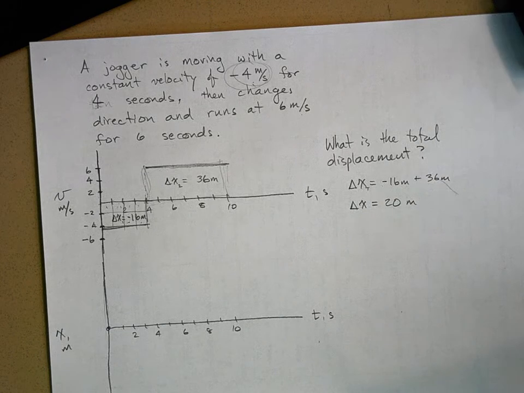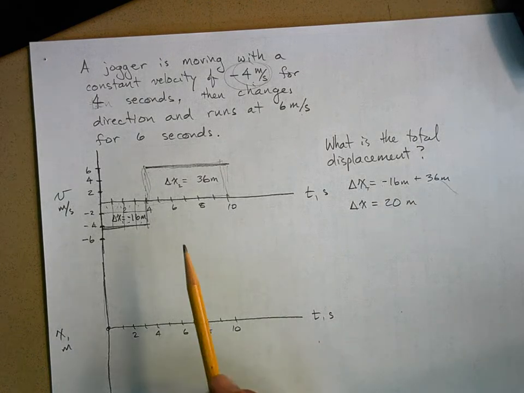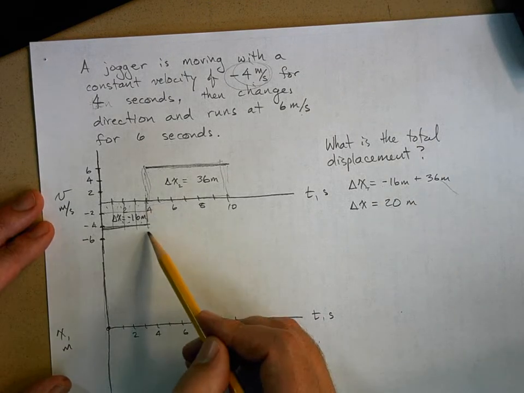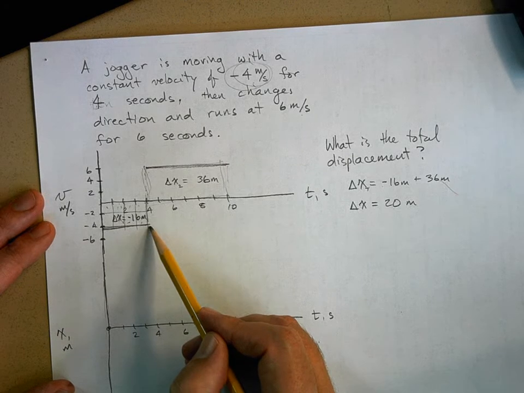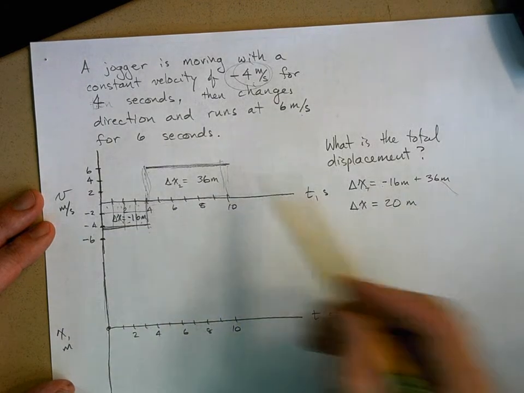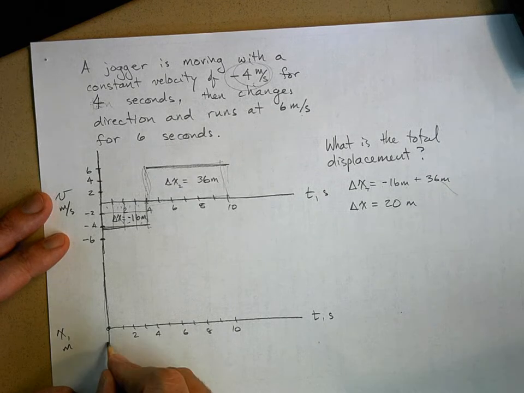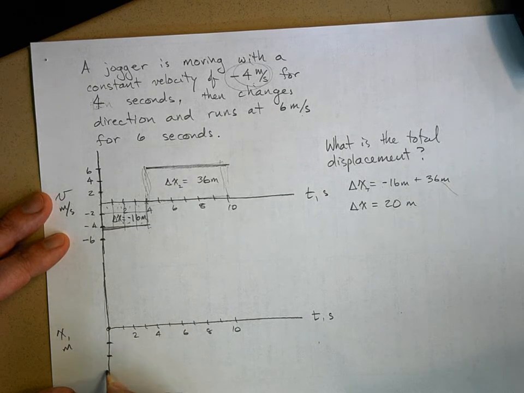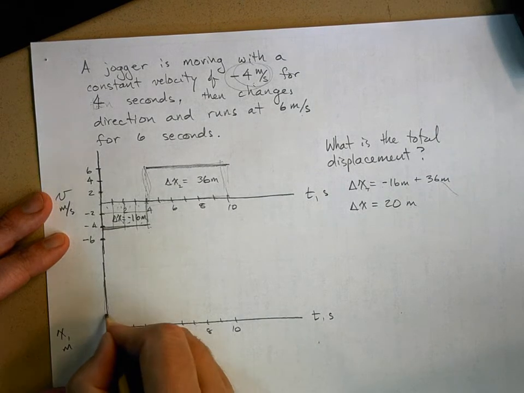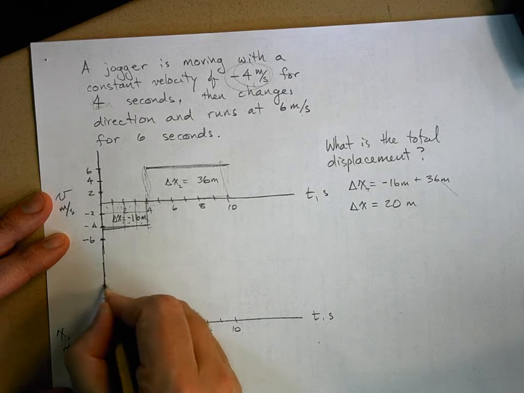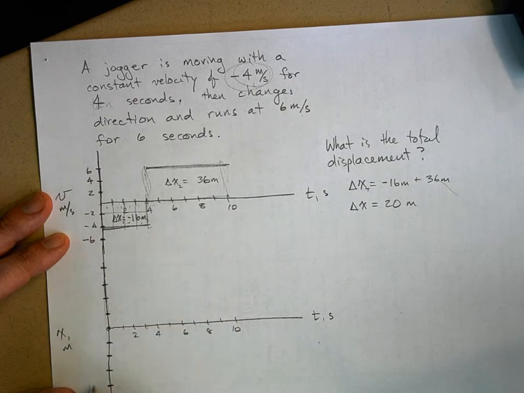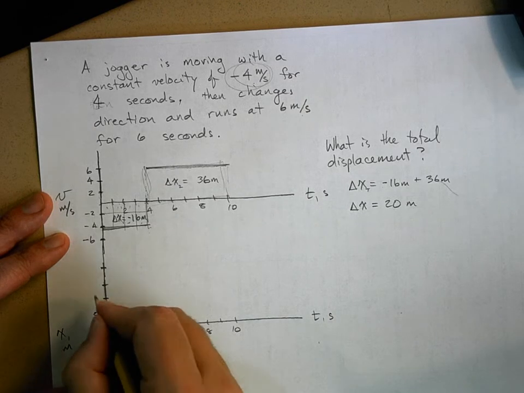All right. So at 4 seconds, we know we've gone down to negative 16, and then we're going to go up 36, but we'll end up at 20. So we need a scale here. So I'm just going to go 5, 10, 15, 20, 5, 10, 15, 20, negative 5, negative 10, negative 15, negative 20.